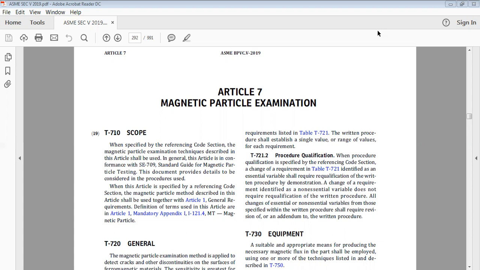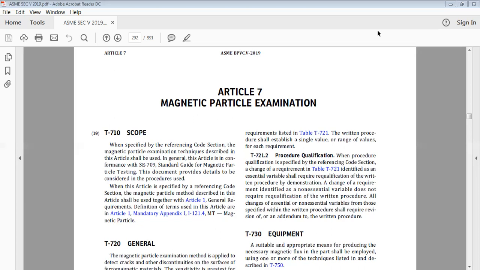Whenever you are doing visible magnetic particle testing, we have to ensure the light intensity is greater than 1000 lux. And whenever you are doing fluorescent magnetic particle testing, the light intensity should be less than 21.5 lux in a dark room, and the ultraviolet light intensity should be greater than 1000 microwatt per centimeter square. So this is the requirement for magnetic particle testing, okay, regarding the light intensities.